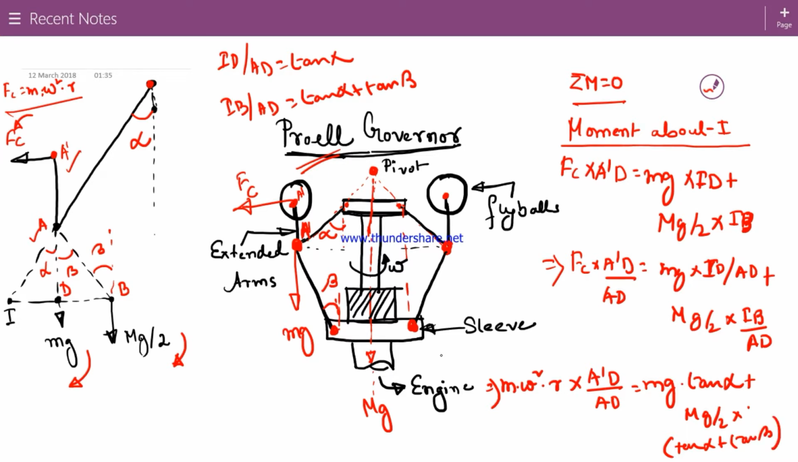So m omega square r into a dash by ad equals mg tan alpha. In case of id by ad, you have put in tan alpha. Next, ib by ad, you have put in tan alpha plus tan beta. So we have generated an equation, and we'll be solving the equation to find out the height of the governor. Okay.